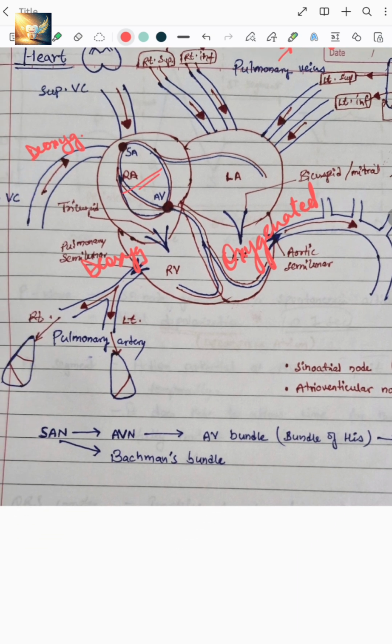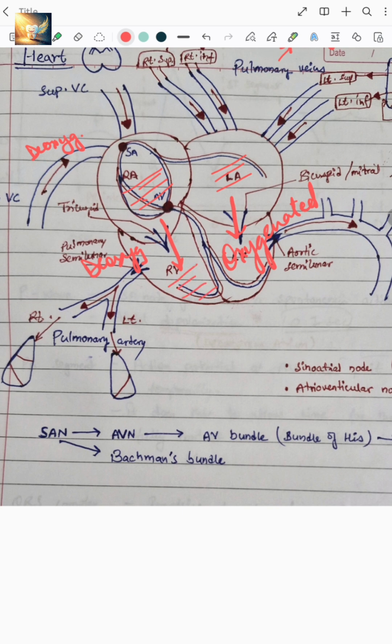Now, right atrium is filled with deoxygenated blood from the superior vena cava and inferior vena cava. Left atrium has oxygenated blood from the pulmonary veins, from the four pulmonary veins: right superior, right inferior, left superior, left inferior. Now these atria will contract so that the blood flows to the ventricle. This contraction is said to be atrial systole. Now the blood will flow to left ventricle.